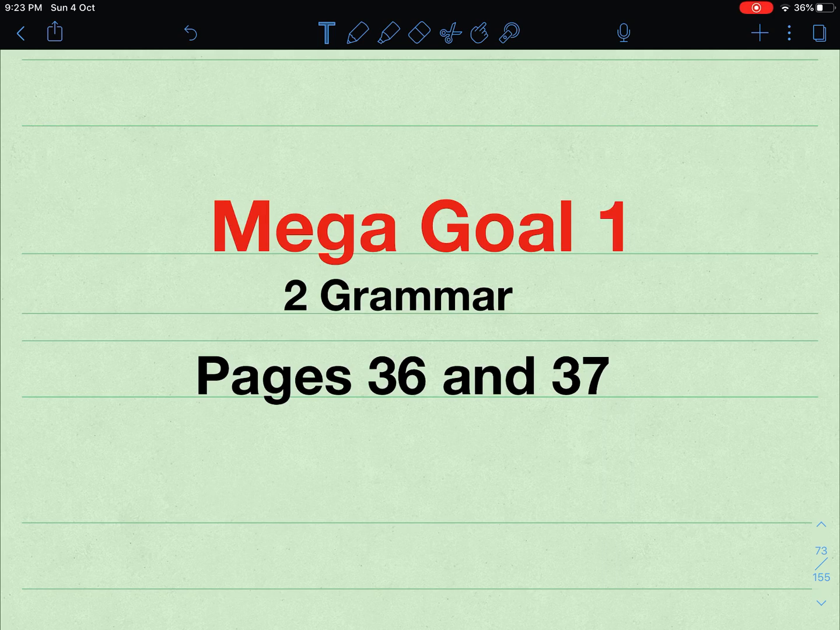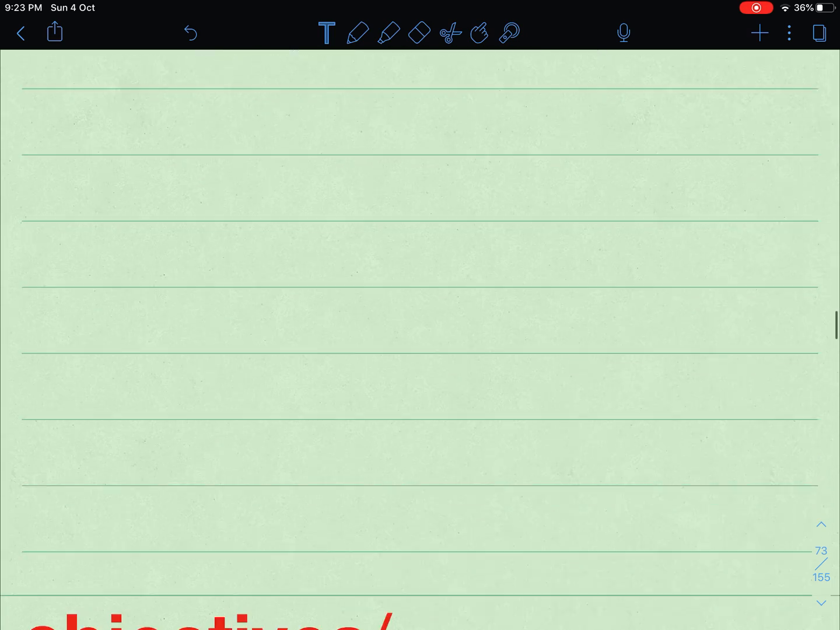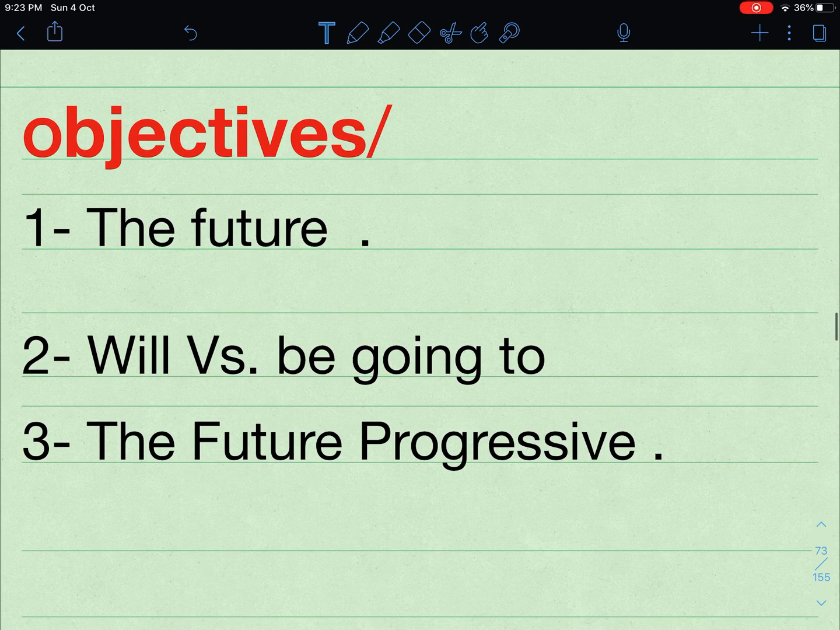Hello everybody, Mega Goal 1, first secondary, and this is the grammar lesson for Unit 3 on pages 36 and 37. Let's take a look at the objectives. I've written them briefly: the future, will versus be going to, and the third one is the future progressive.